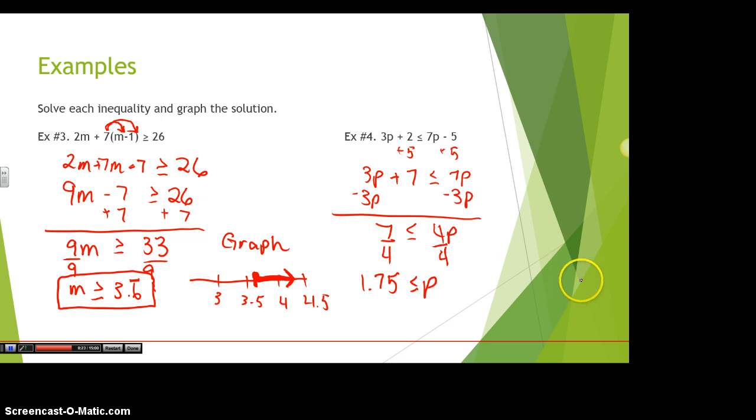Let's graph this. Here is my number line. 0, 1, 1.5, 2. 1.75 is going to be closer to 2 here, so I'm going to have a shaded circle at 1.75. 1.75 is less than or equal to p, or p is greater than or equal to 1.75, so I'm going to shade everything to the right. And that is my graph.